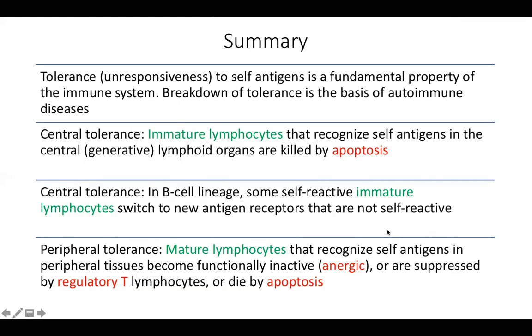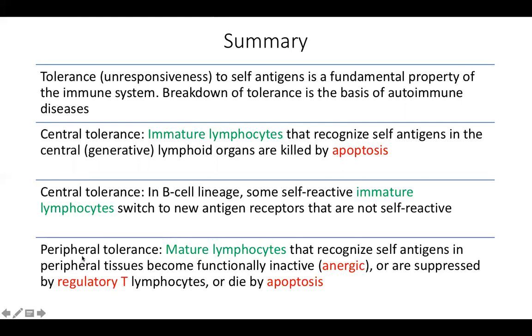Coming to the summary of this lecture: tolerance is nothing but unresponsiveness, and self-tolerance means unresponsiveness to self-antigens. This is a fundamental property, and breakdown of tolerance leads to autoimmune diseases. Tolerance is divided into central and peripheral mechanisms. Central tolerance occurs in the central or generative lymphoid organs, where T cells and B cells are formed. Immature lymphocytes at this stage, if they recognize self-antigens, are killed by apoptosis. In the B cell lineage, there is another mechanism known as receptor editing, where some self-reactive immature lymphocytes switch to new antigen receptors that are not self-reactive. So they are given new toys to play with.